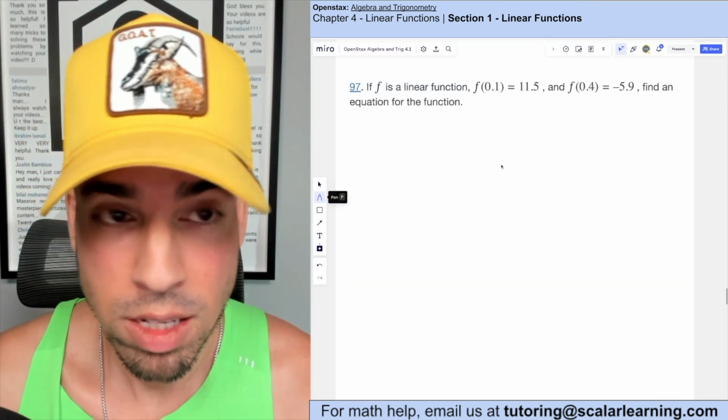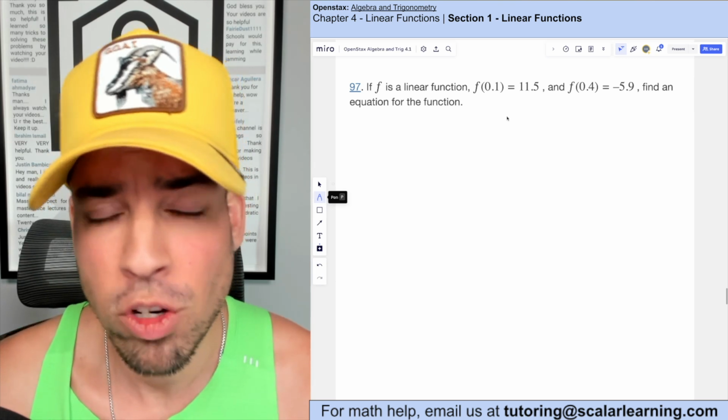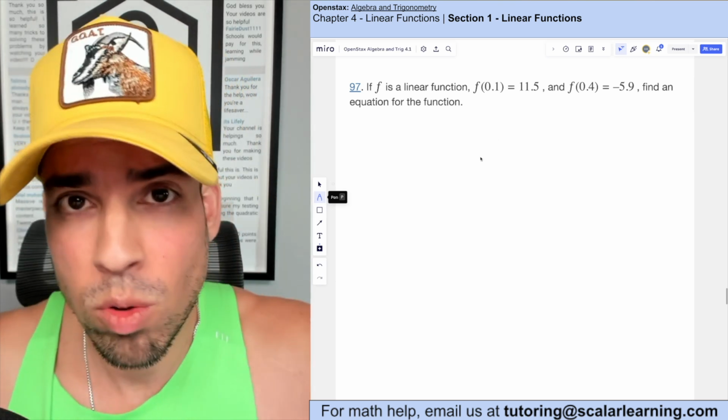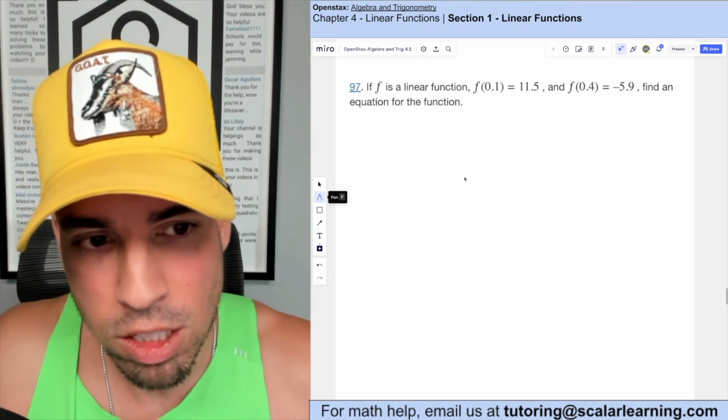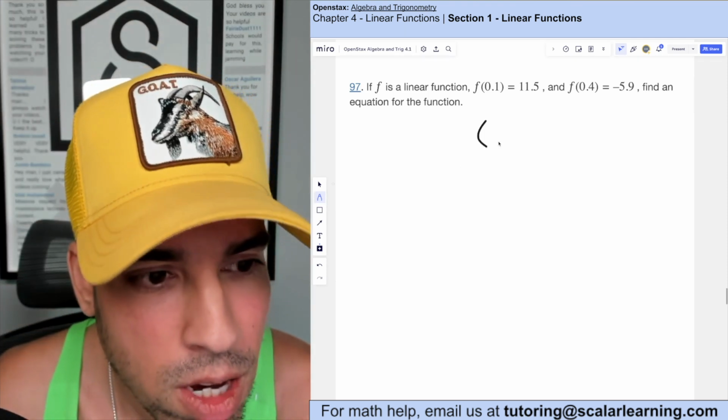Boom, done. So for this one, it does mention that we can use technology, aka a calculator, but I'm going to show you how to do this by hand, because the only way that technology really helps is just because the numbers are a little funny with the decimals, but we can do this no problem. So first, I need to get the slope.